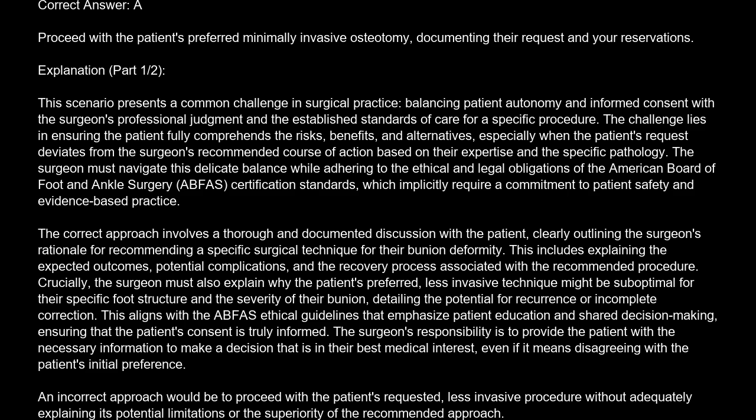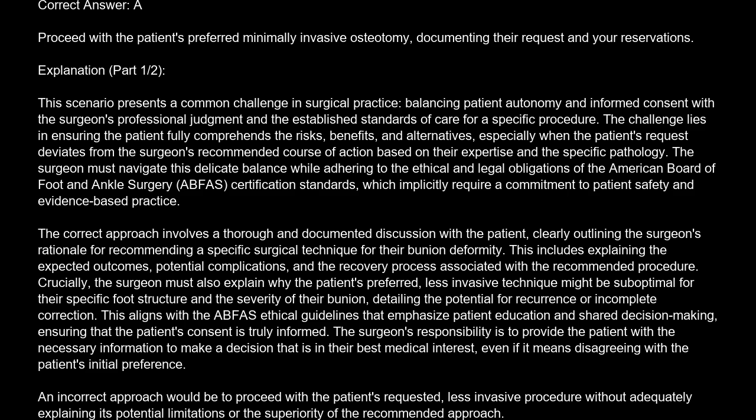The correct approach involves a thorough and documented discussion with the patient, clearly outlining the surgeon's rationale for recommending a specific surgical technique for their bunion deformity. This includes explaining the expected outcomes, potential complications, and the recovery process associated with the recommended procedure. Crucially, the surgeon must also explain why the patient's preferred, less invasive technique might be suboptimal for their specific foot structure and the severity of their bunion, detailing the potential for recurrence or incomplete correction.